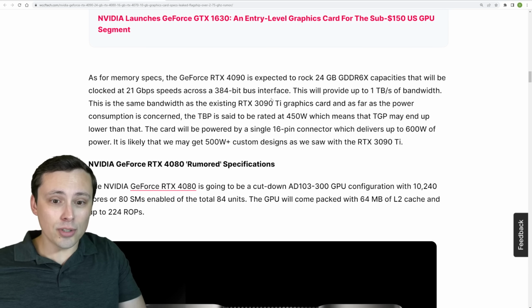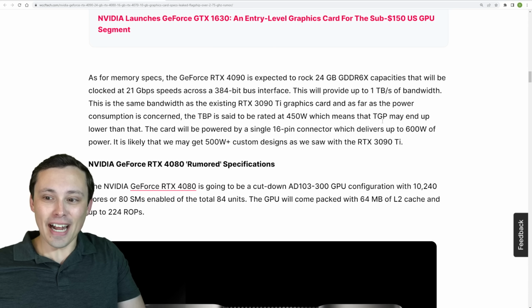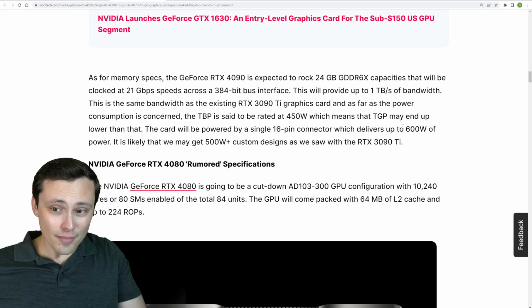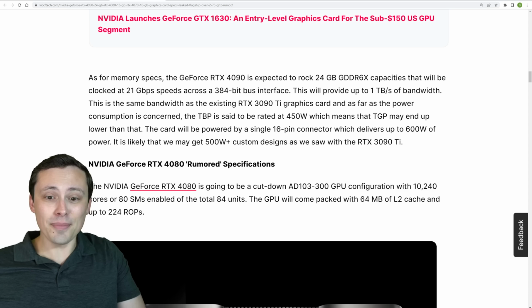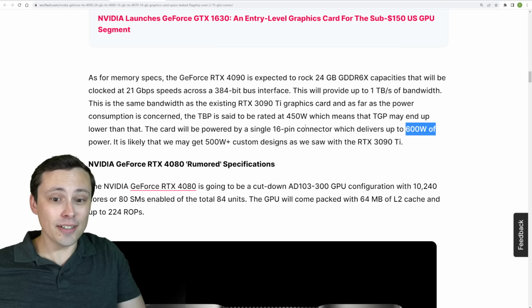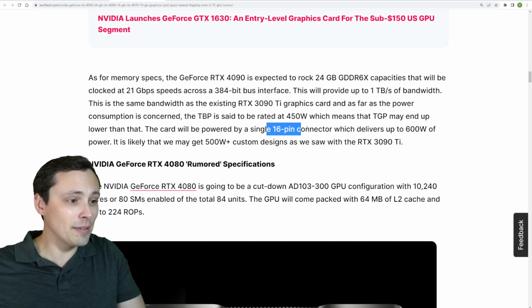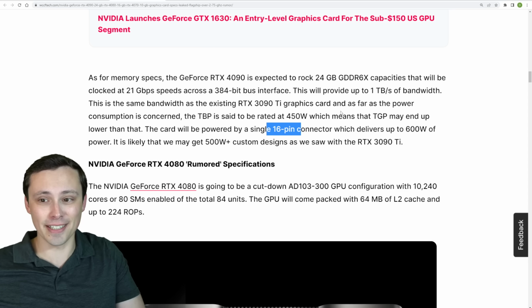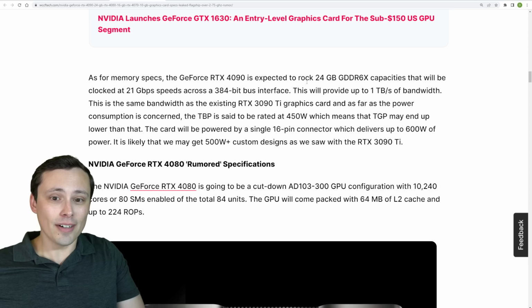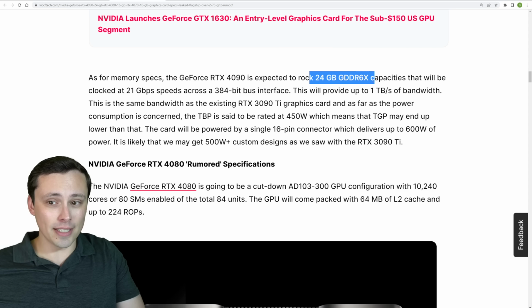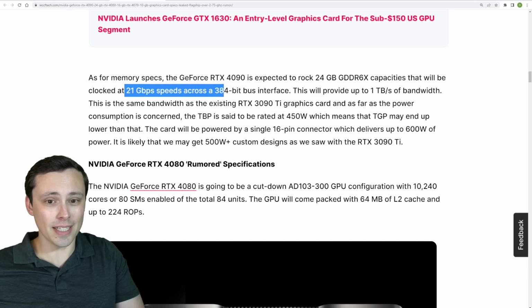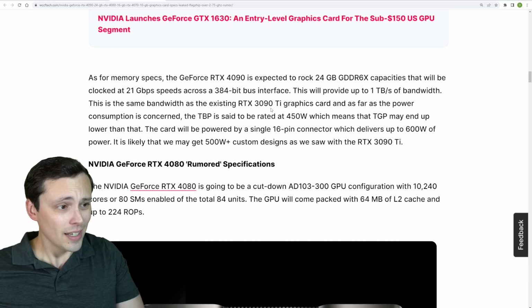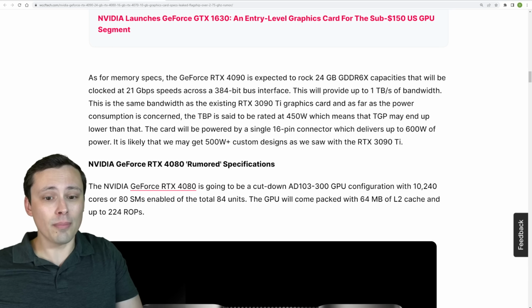Now, the power draw rumors that we've seen for the 4090 are absolutely insane. So this could be 500 watts or more, even up to 600 watts if it's powered by a 16-pin PCIe Gen 5 power connector type that would supply up to 600 watts of power. And we are still expecting to see 24 gigabytes of GDDR6X memory on these things, clocked at 21 gigabits per second and a 384-bit bus. So this thing is an absolute monster.